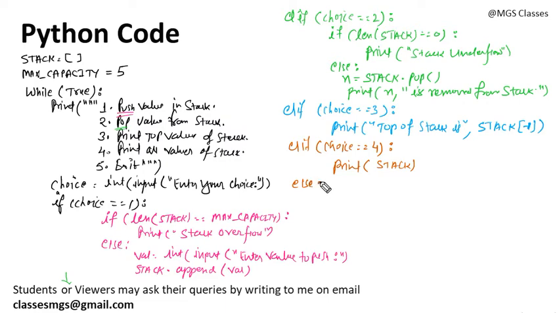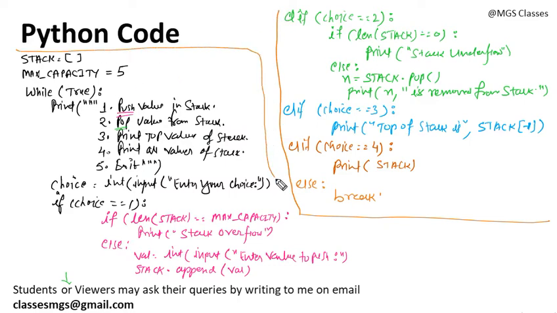Otherwise, if the user has entered any other choice, 5, 6, 7, that means we are going to exit from the loop. So you can exit from the loop using this line. In the else, we need not do anything except break this infinite loop. We are breaking this infinite loop, then this program will terminate. So this is how this whole implementation will work. This is the complete program for implementation of stack using list data structure.